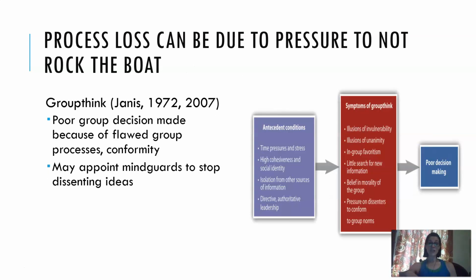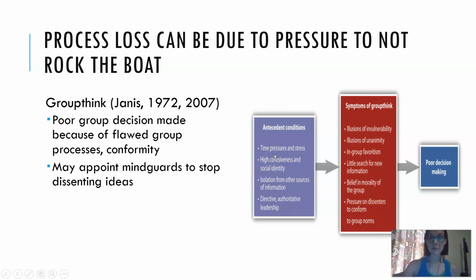And then additionally, process loss can happen because of things related to groupthink, due to this pressure to not really rock the boat. This was originally developed by Irving Janis in 1972 and later clarified in 2007. So groupthink is basically when a poor group decision is being made because of flawed group processes and strong pressure to conform with the group. Typically we're going to find that groupthink is a lot more likely to happen when these kinds of antecedents are in play.